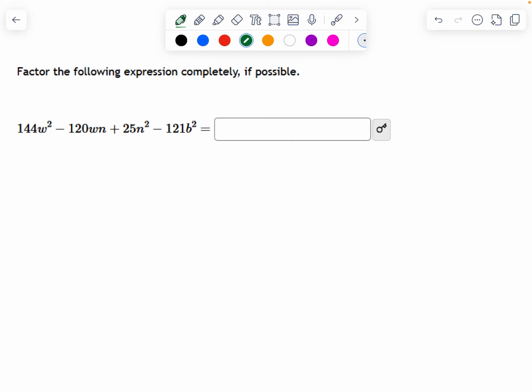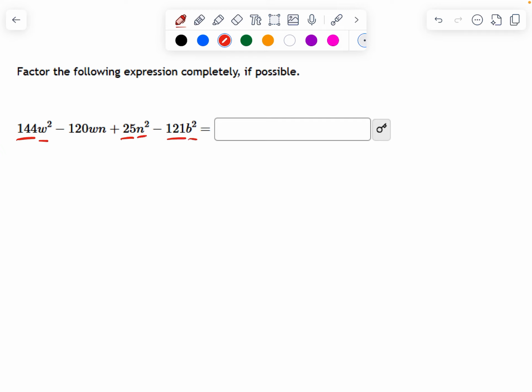I'm just going to put a spoiler in here. Rearranging isn't going to help us with this. All right, so then we'd say, okay, well, how am I going to factor this? A factor by grouping is not an option. Well, take a look at some of the numbers we have in here. We have 144, 25, and 121. All right, also look at the variables attached to these.